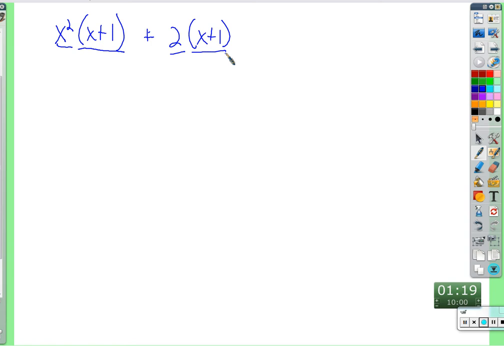Now what factor do these two terms have in common? X. Factor of x plus one. Jimmy. Okay, so what are we saying is the common factor? One. One? Okay, well, everything has a common factor of one. One, how many x? One x? No, just x. Yeah, just one x.